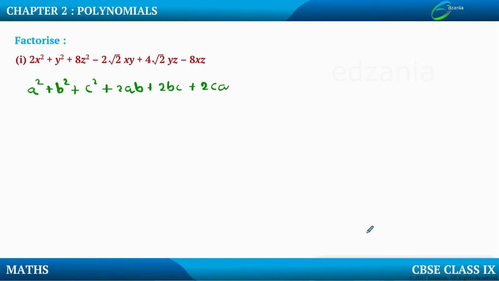So we have to just connect with a, b and c. We are supposed to identify what will be a, what will be b and what will be c. Now a square, b square, c square. If you observe this term, that is 2ab, this term is negative. This term is negative means either x is negative or y is negative. Again this term is negative. That means again x is negative or z is negative.